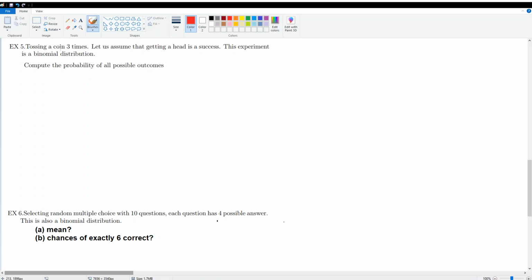So let's start with this one. Toss a coin 3 times. Well, we're going to make our table. So we have our outcome and then the probability. Here, we're going to use b of x to denote binomial. So we're saying a head is a success. We do it 3 times. So we can have 3 heads, 2 heads, 1 head, or no heads. What are the chances of getting 3 heads? Because it's replacement, it's going to be 1/2 times 1/2 times 1/2. This is equal to 1/8.